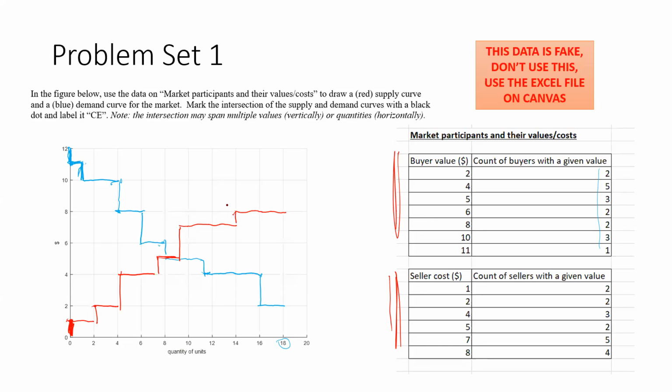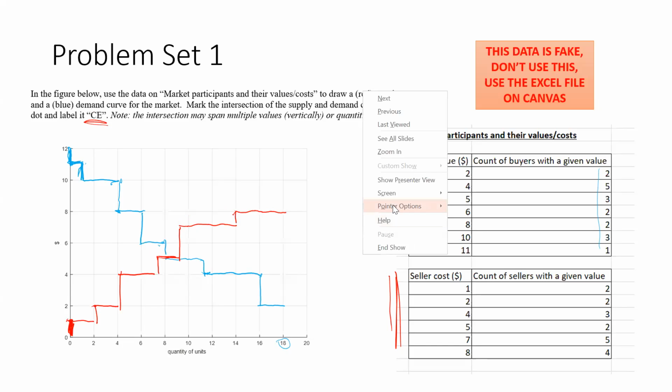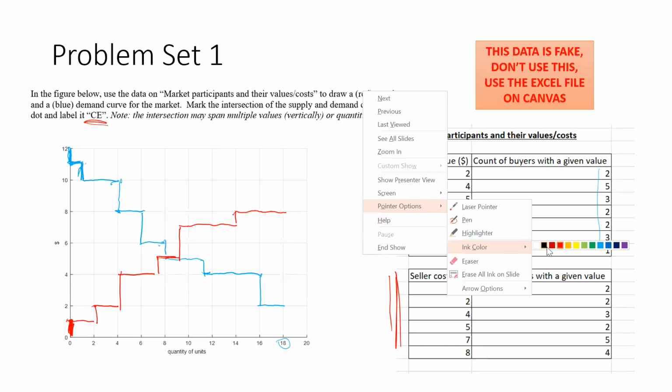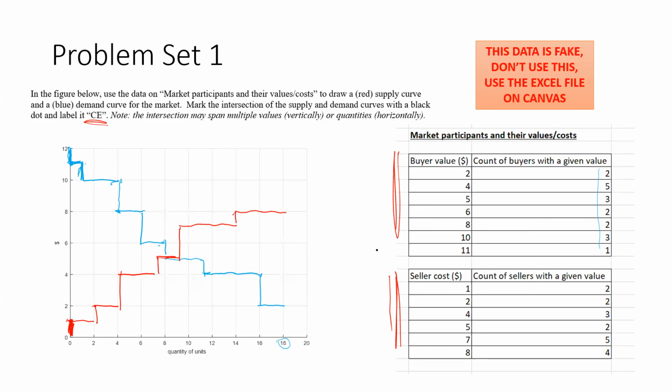So based on this information, where will our competitive equilibrium be? Where's our competitive equilibrium price and where's our competitive equilibrium quantity? At $5.09.